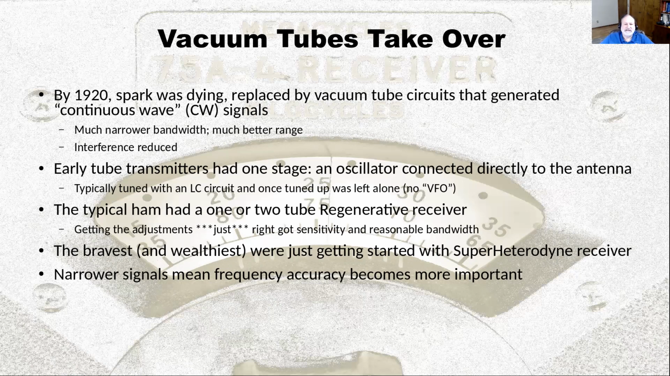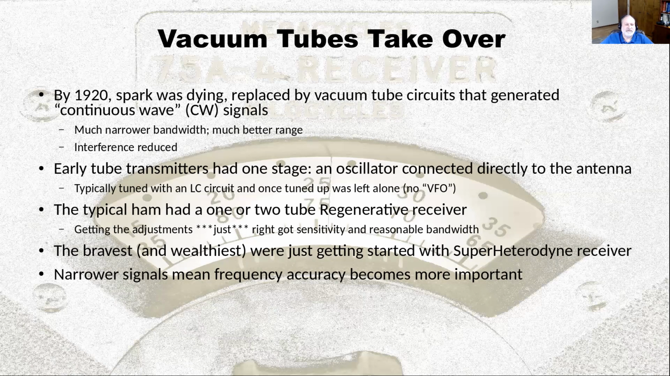The typical ham receiver was a 1 or 2 tube regenerative receiver. Now, this was a piece of really clever technology for the time, but to make it work took a little bit of magic, and you had to get the adjustments just right. And if you did, you got really good sensitivity, good selectivity, and it could tune in CW signals. But if you got it wrong, it was deaf as a post. And on the other extreme, it would go into self oscillation and become a transmitter, which wasn't a good idea. Now, the very bravest and wealthiest hams were just starting to play with a superheterodyne receiver. That was a much better way to go for reception, and it was a keeper. Today, most of our radios are still superheterodyne designs.